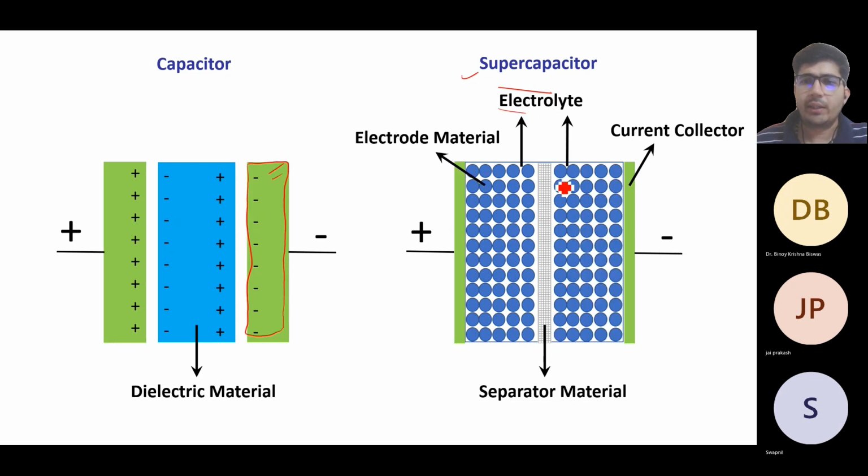Okay, so on the end side, these are the positive side and negative side. These are the current collectors. This is the separator material. So basically, from the diagram you can see the supercapacitor is having more surface area for the electrode. You can see every small particle is having a surface area.